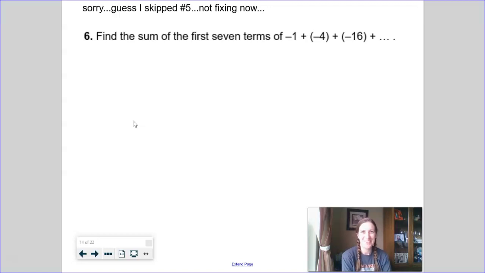Mrs. Hoffar wrote me a note that she skipped number 5. I don't care. I'm all right with that. What is number 5?